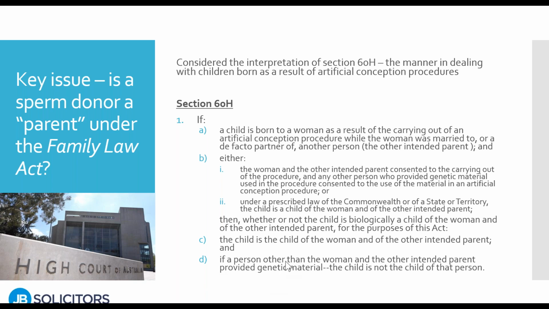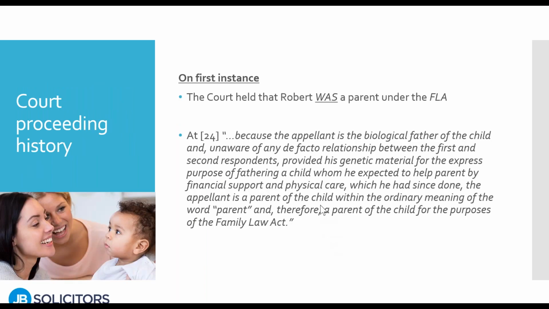So it's a bit of an issue to determine, firstly, what the status of Susan and Margaret was as a de facto couple, and secondly, whether or not in the circumstances Robert could be considered a parent. So let's look at the first instance decision. On first instance, you'll see that the court actually held that Robert was a parent under the provisions of the Family Law Act. In paragraph 24 of the High Court judgment, the court relied on the decision of Cronin J in the case of Groth and Banks, a 2013 decision. And I've just quoted what they said here.